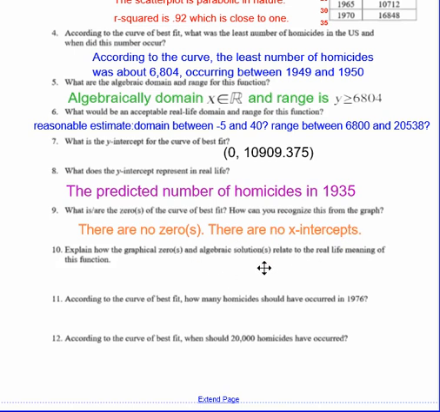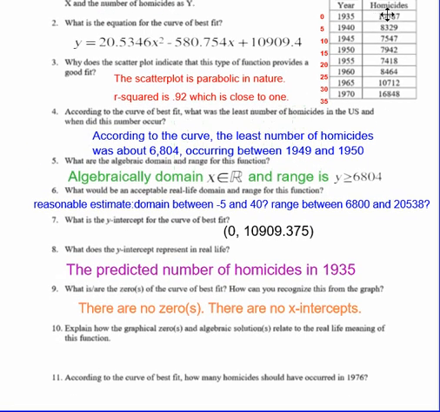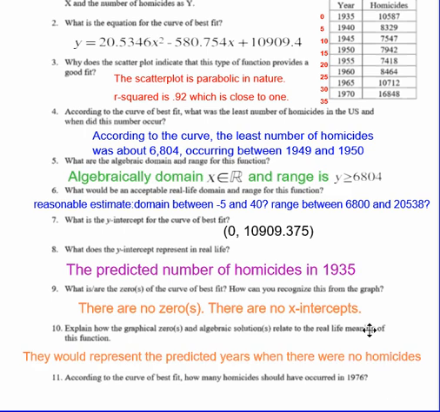Those zeros, should they exist, would represent in real life the years where we would have no homicides. In other words, a graphical 0 is a place where y is equal to 0, and since our y variable is the number of homicides in a given year, that would be the predicted year where there were no homicides.